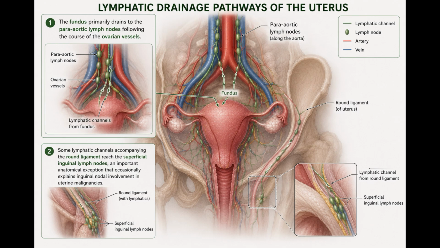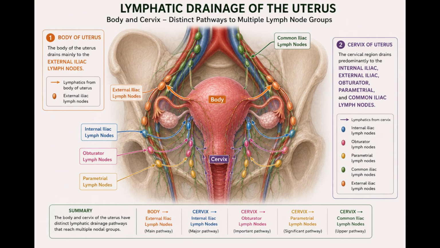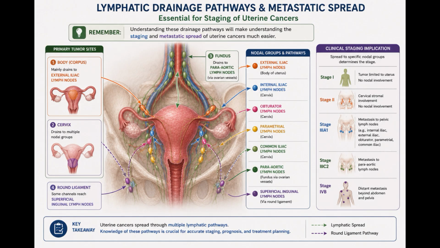Some lymphatic channels accompanying the round ligament reach the superficial inguinal lymph nodes, an important anatomical exception that occasionally explains inguinal nodal involvement in uterine malignancies. The body of the uterus drains mainly to the external iliac lymph nodes. The cervical region, as discussed previously, drains predominantly to the internal iliac, external iliac, obturator, parametrial, and common iliac lymph nodes. Remembering these drainage pathways will make understanding the staging and metastatic spread of uterine cancers much easier.